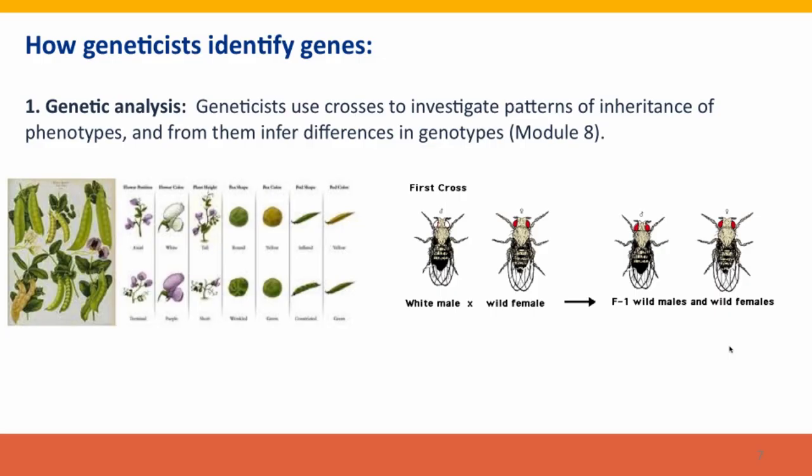One is genetic analysis, and this started with the very first geneticists back in the day of Mendel, who used crosses between pea plants with different phenotypes to investigate the patterns of inheritance. What did the progeny look like? How many of each kind were there? And from that, he inferred the existence of genes controlling the properties he was studying. And many, many geneticists in the 150 years since then have used the same strategy to identify a great deal about what genes there are and how they work.